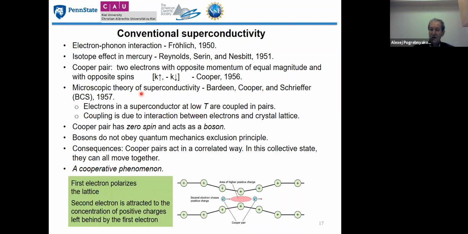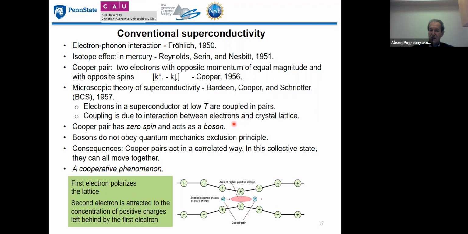And the next year, Bardeen, Cooper, and Schrieffer produced the first successful microscopic theory of superconductivity based on this property of Cooper instability and Cooper pairs. So in this theory, which is referred to as BCS theory, electrons in a superconductor at low temperatures are coupled in pairs. And coupling is due to interaction between electrons and the crystal lattice.